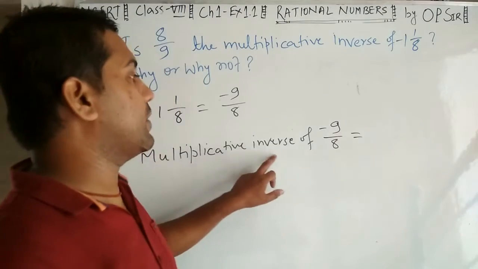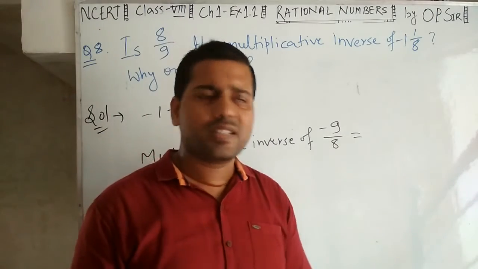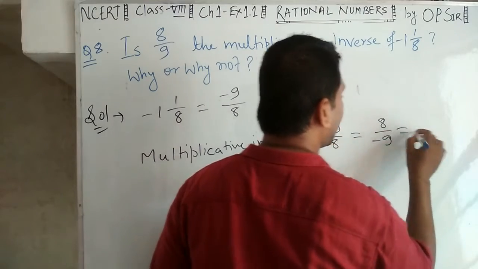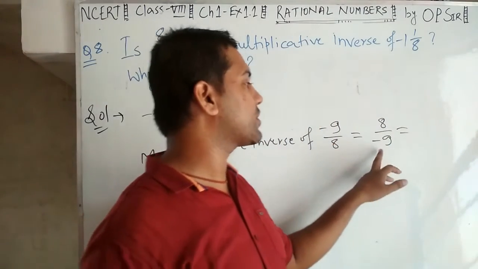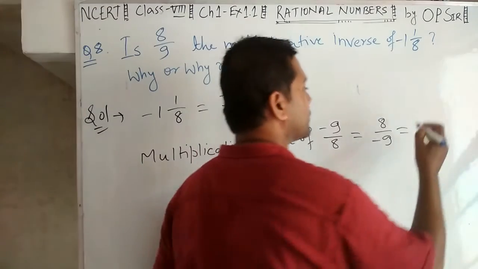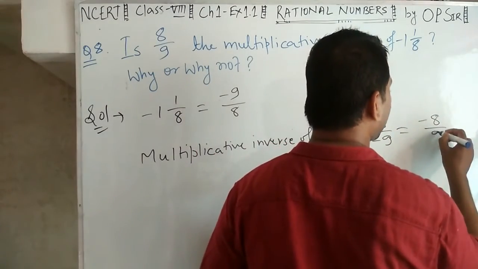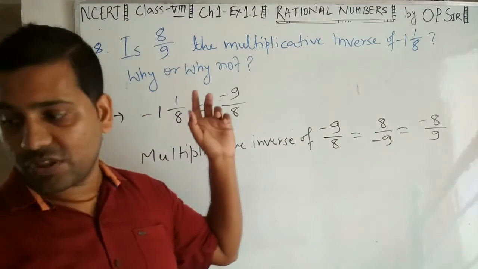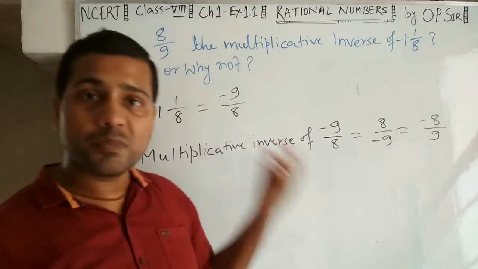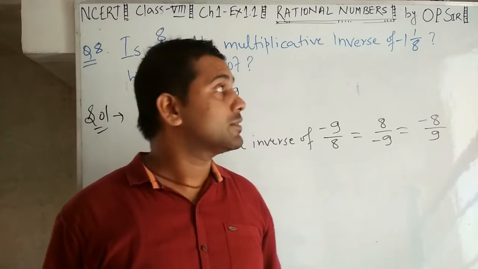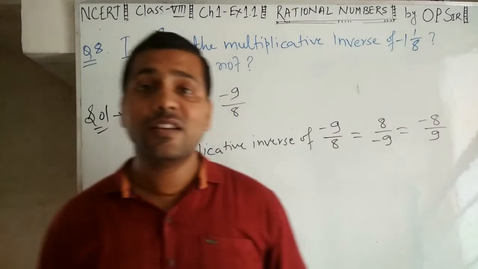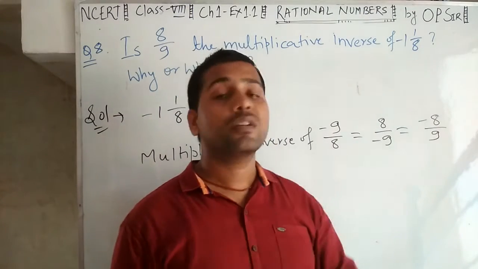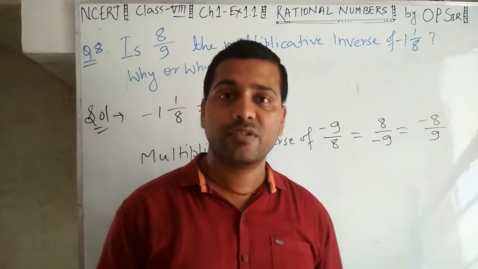So for the multiplicative inverse of minus 9 upon 8, we have to take the reciprocal. So that will be 8 upon minus 9. And as we usually don't keep a negative in the denominator, that will be minus 8 upon 9. But you see that the given number is 8 upon 9, which is not matching actually. It means that 8 upon 9 is not the multiplicative inverse of minus 1 whole 1 upon 8.